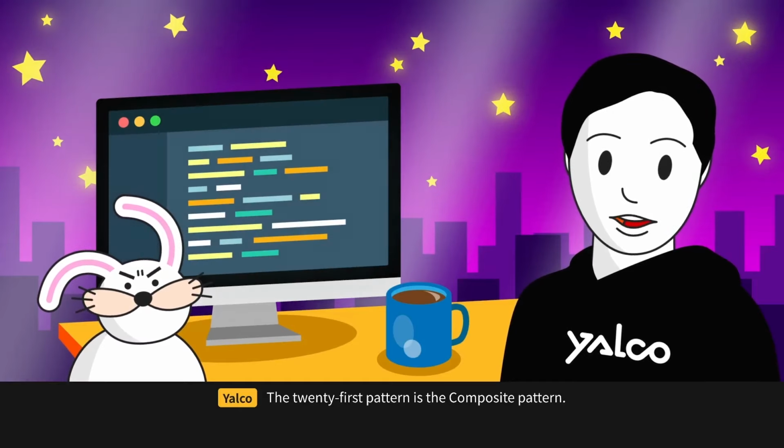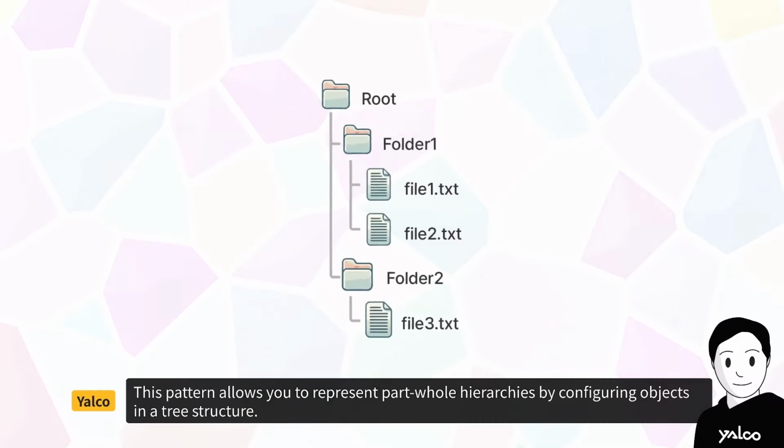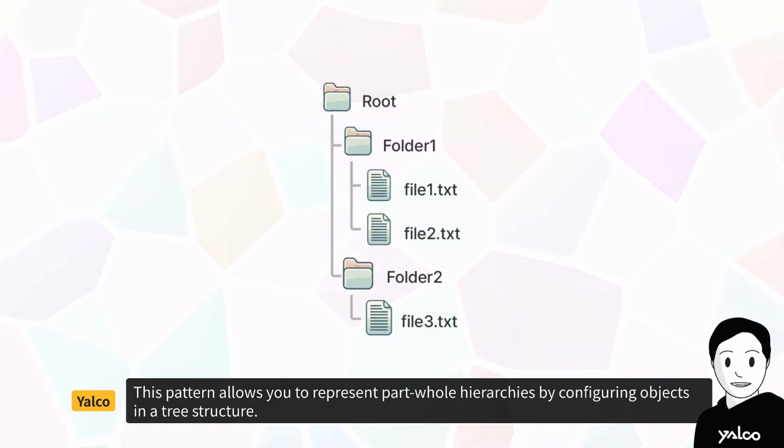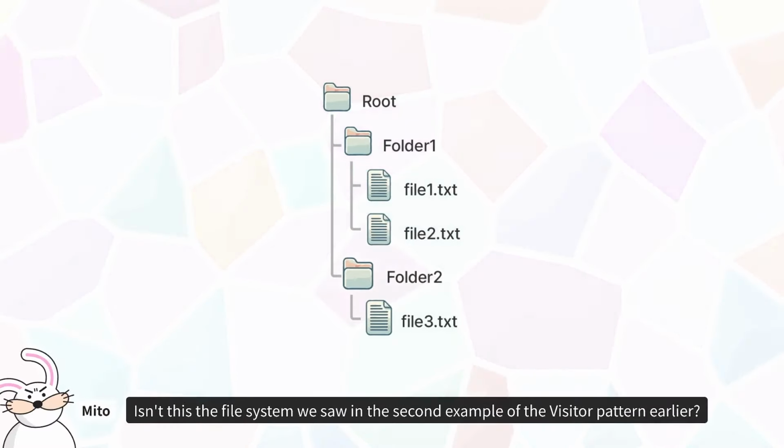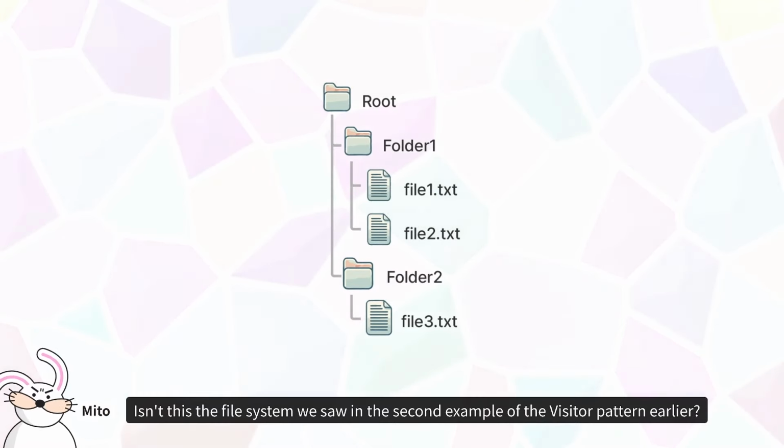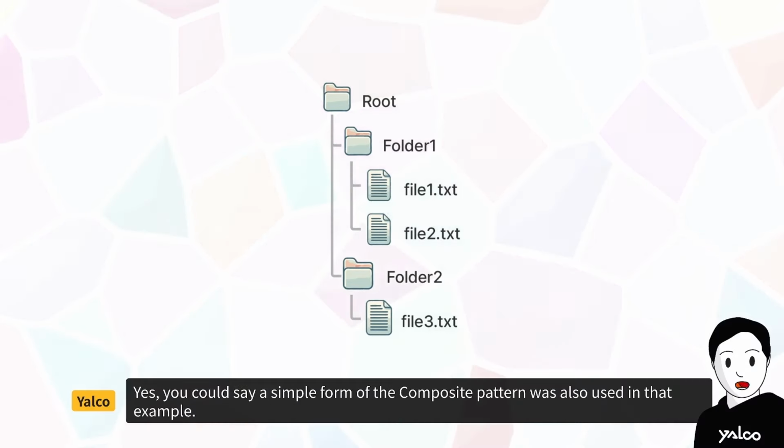The 21st pattern is the composite pattern. This pattern allows you to represent part-whole hierarchies by configuring objects in a tree structure. Isn't this the file system we saw in the second example of the visitor pattern earlier? Yes, you could say a simple form of the composite pattern was also used in that example.